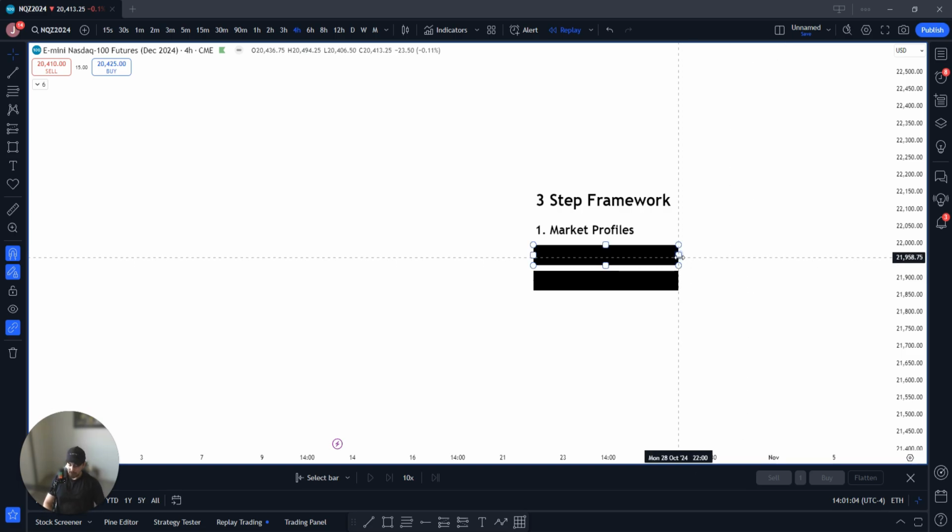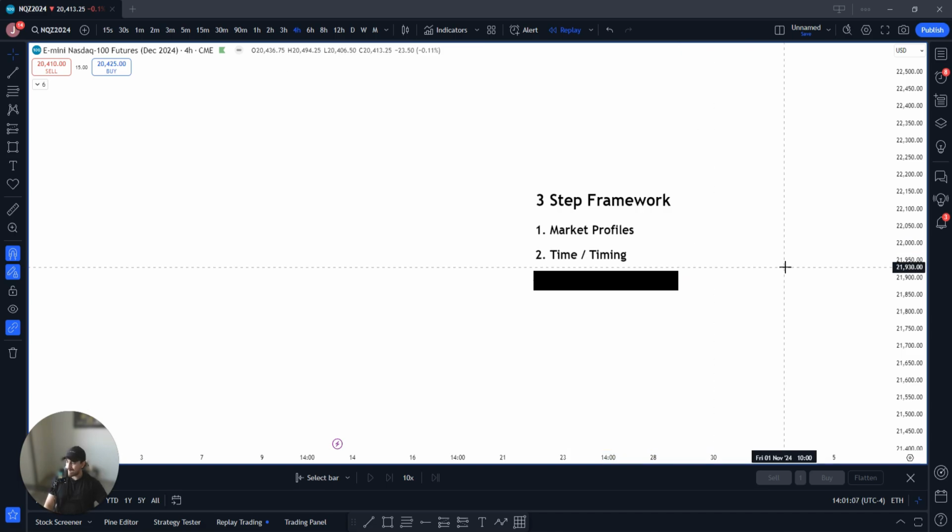But yeah, so the second step of the 3-step framework is going to be time. Okay, the aspect of time. Everybody learns this so differently. Everybody learns this backwards. Everybody's learning it from entry model and then time and then market profiles. No. You should learn market profiling first, so you know where the daily candle is going to expand to and where the weekly candle is going to expand to before you get into the entry models, before you get into the time aspect and the timing, because timing in trading is so important. I can't emphasize that enough.